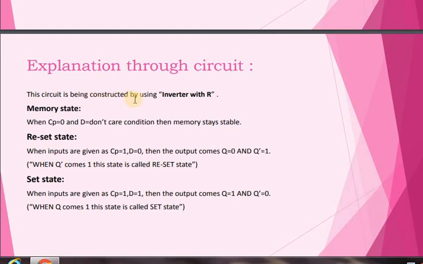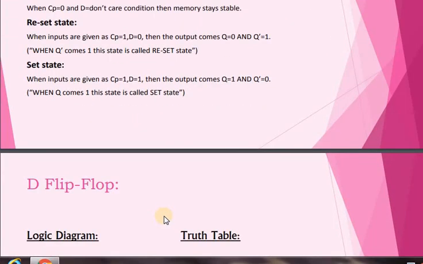This circuit is constructed using an inverter. Memory state: when clock pulse equals 0 and D is a don't care condition, the memory stays stable. Reset state: when the clock pulse is 1 and D equals 0, it is in the reset state. Set state: when the clock pulse equals 1 and D equals 1, the output becomes Q equal to 1 and Q complement equal to 0. When Q becomes 1, this state is called the set state. So this is the explanation for the D flip-flop.